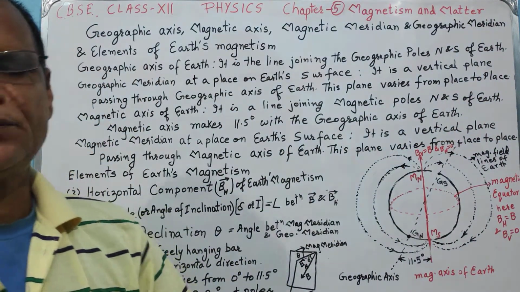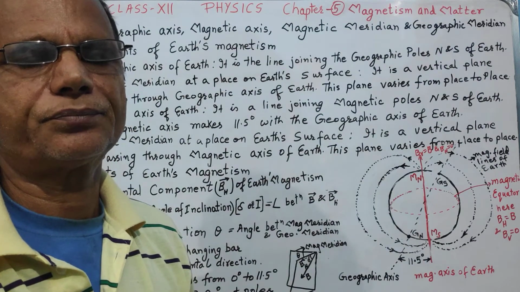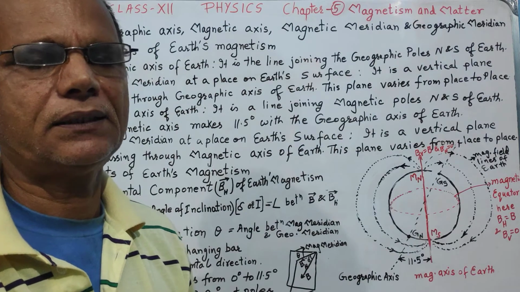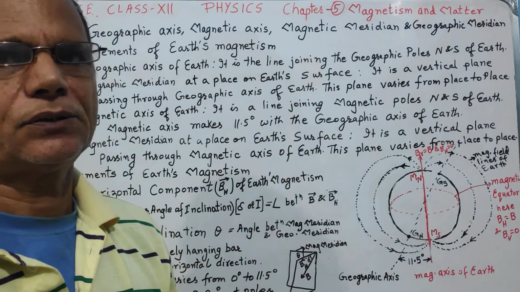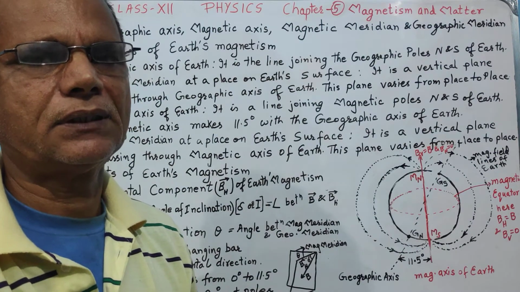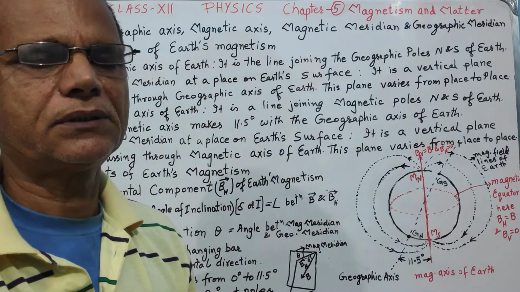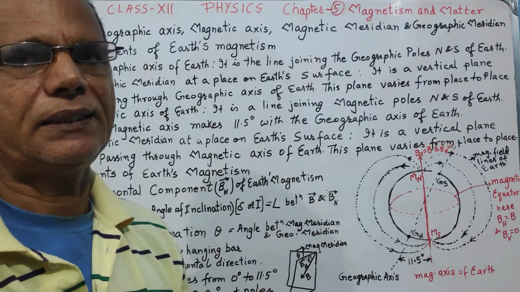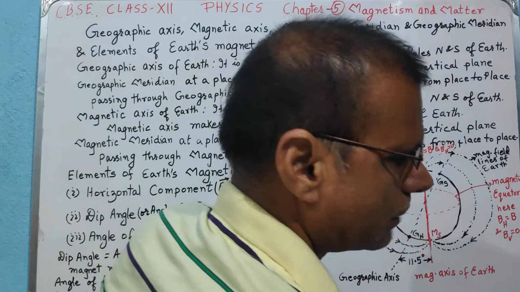Dear students, today we are going to learn about the three fundamental elements which help us estimate the earth's magnetism at a place. And before talking about those three elements of earth magnetism, we need to define certain terms which we shall be using to explain them. So let us understand these terms one by one.